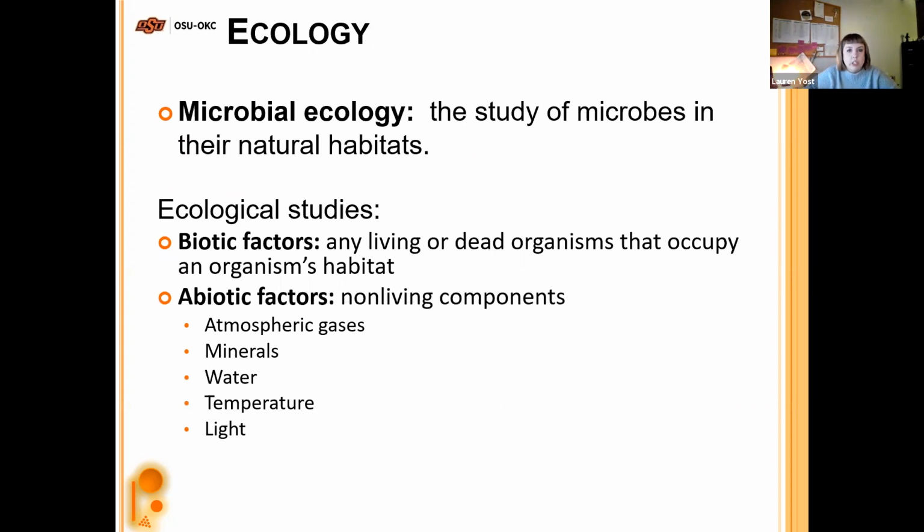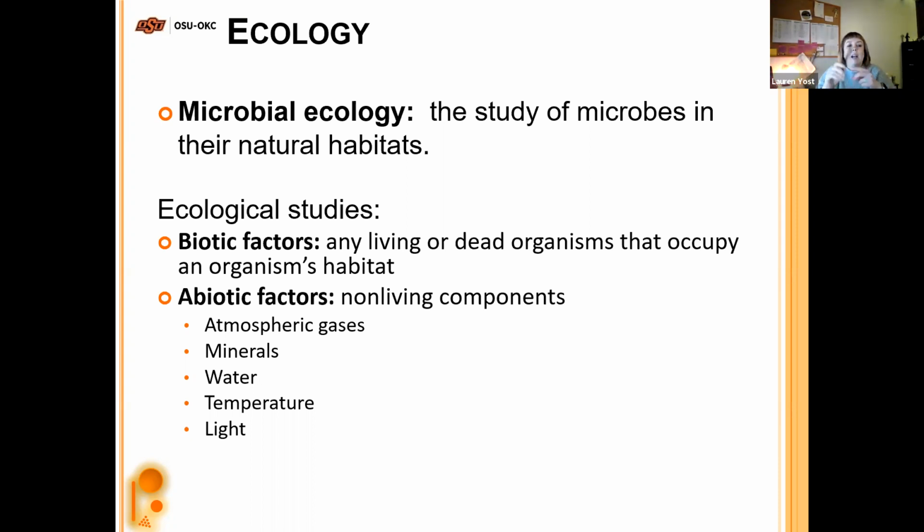So microbial ecology is the term referring to the study of microbes in their natural habitats where they're normally found, not necessarily outside of their normal areas. So ecological studies are going to look at the biotic versus the abiotic factors. Biotic is the living stuff that might affect the microbes and how they live and where they live, and the abiotic factors are the non-living. Why will we care about the non-living? Those are actually pretty significant.